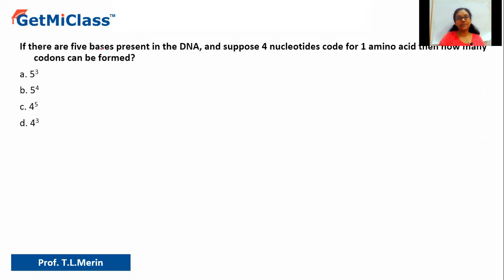So let's solve this question here. It says, if there are 5 bases present in the DNA and suppose 4 nucleotides code for one amino acid, then how many codons can be formed? Options are A) 5 to the power of 3, B) 5 to the power of 4, C) 4 to the power of 5, and D) 4 to the power of 3.